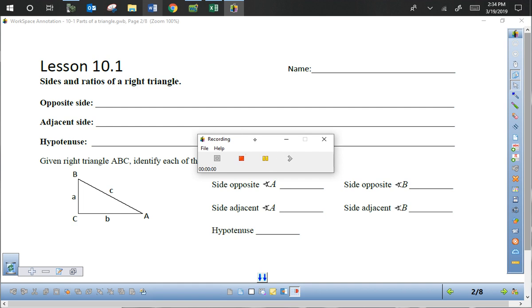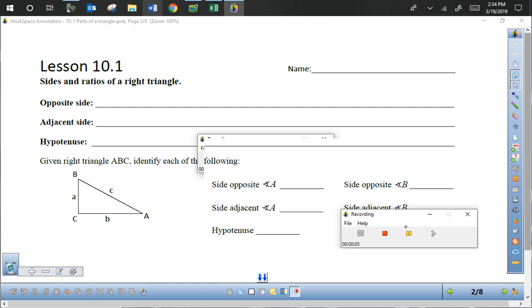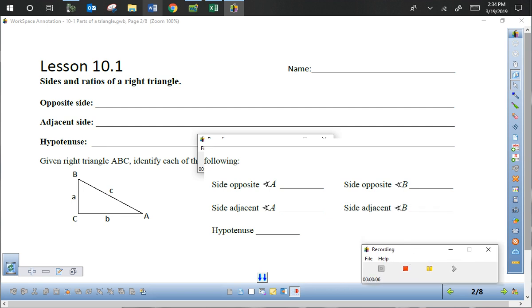Alright folks, today is our first day of Chapter 10, which we will be talking about trigonometry. Okay, so trigonometry is a part of geometry where we really focus a lot on triangles. So today's just an introduction about specifically right triangles and the different parts of each of them.